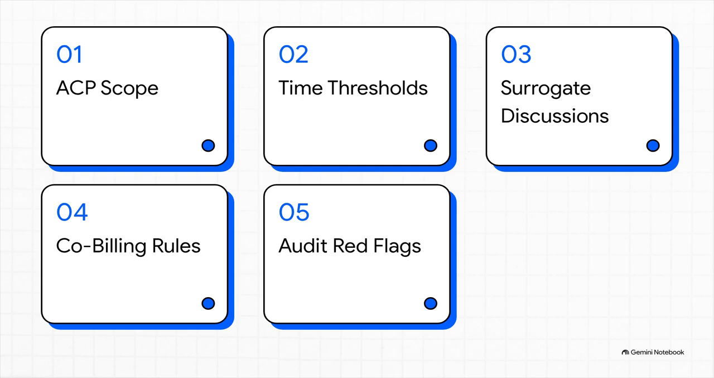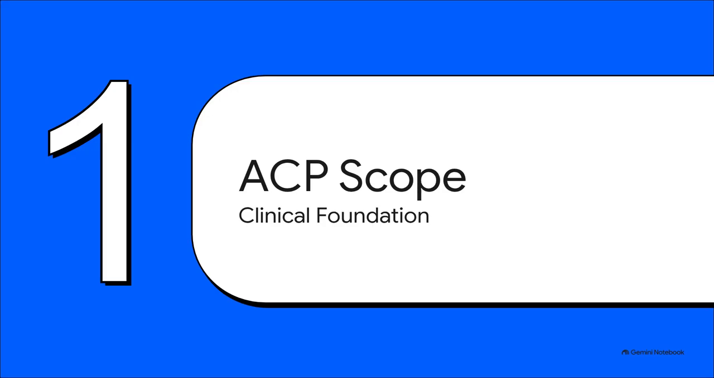All right, here's our roadmap for today. We'll cover the ACP scope, hit the code and time thresholds, talk about surrogate and family discussions, dive into same-day co-billing rules, and finally, wrap up with those top audit red flags. So let's jump right into Section 1, Advanced Care Planning Scope, where we'll define the clinical foundation.